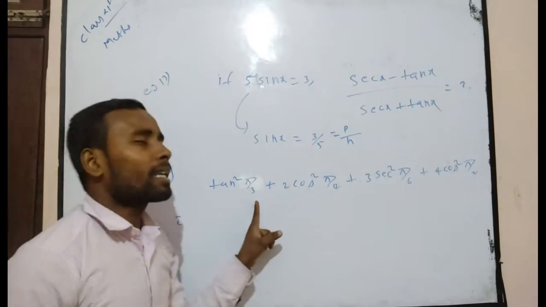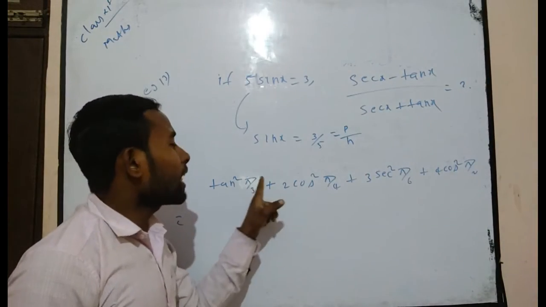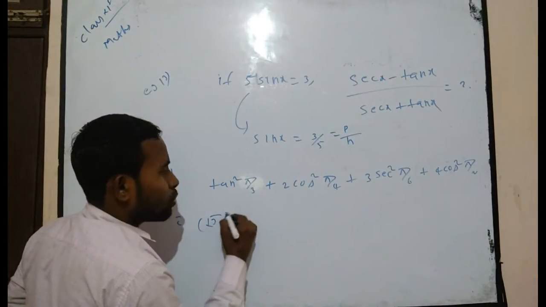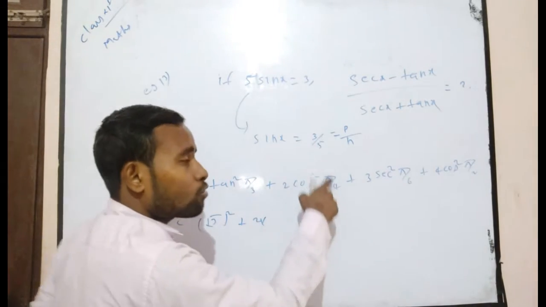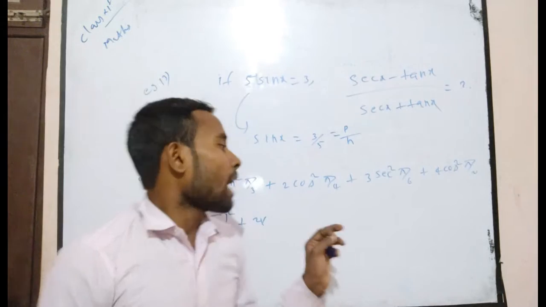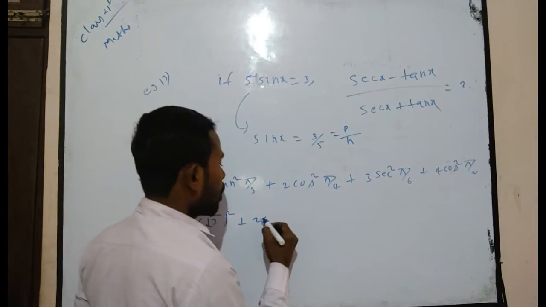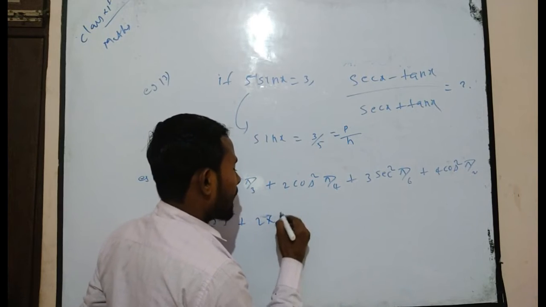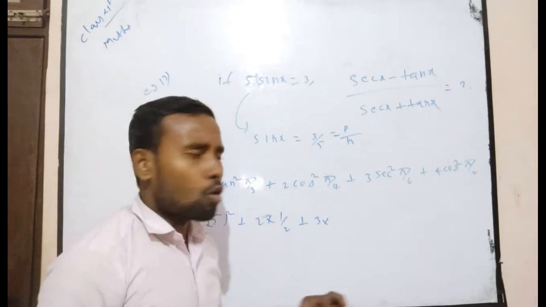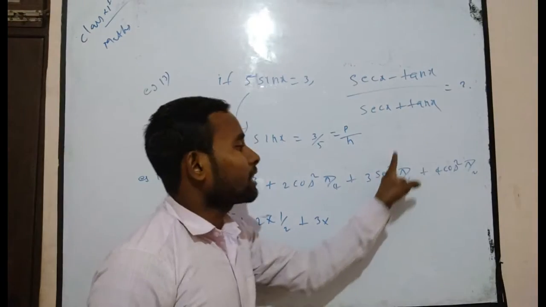So as you know that pi by 3 means 60 degrees, and tan 60 is equal to root 3. So you can say that root 3 whole square plus 2 times cos square pi by 4. As you know that cos pi by 4 is 1 upon root 2. After squaring 1 upon root 2, you get 1 upon 2. So you can say 2 times 1 upon 2 plus 3 times sec square pi by 6. Do you know what is pi by 6? Pi by 6 is simply 30 degrees, and it is sec 30.